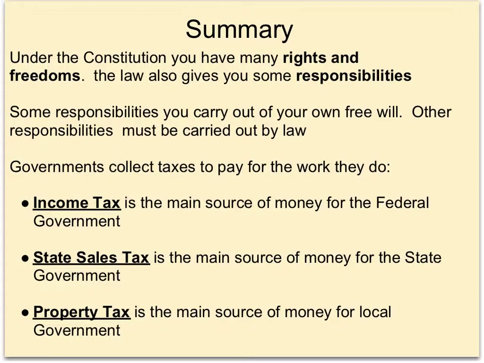Summary. Under the Constitution, you have many rights and freedoms. The law also gives you some responsibilities. Some responsibilities you carry out of your own free will. Other responsibilities must be carried out by law. Government collects taxes to pay for the work they do. Income tax is the main source of money for the federal government. State sales tax is the main source of money for the state government. And property tax is the main source of money for local government.